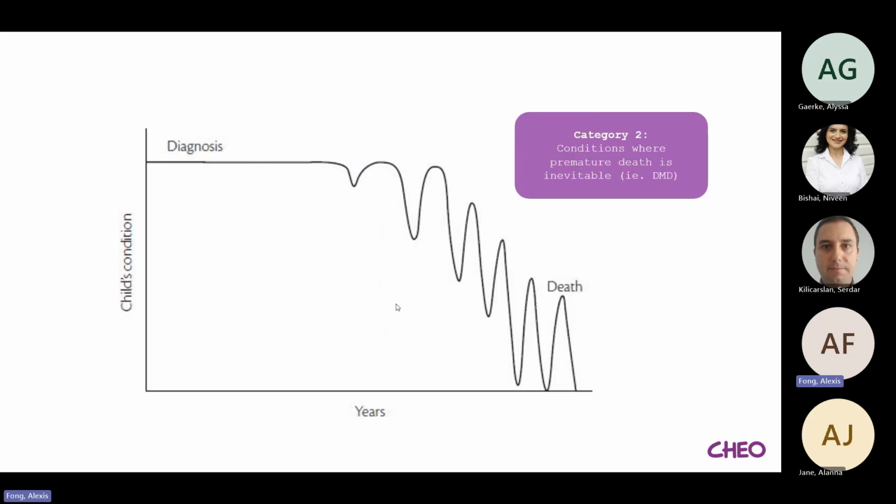Category 2 are conditions where premature death is inevitable. So for example, Duchenne's muscular dystrophy. Previously, cystic fibrosis was something that used to fall into this category, but with ever-changing medicine and technology, the conditions that fall in these categories are often changing. So we can see that at diagnosis, they have a period of stability, and then as they age, start to have oscillating deterioration and improvement until an inevitable premature death.